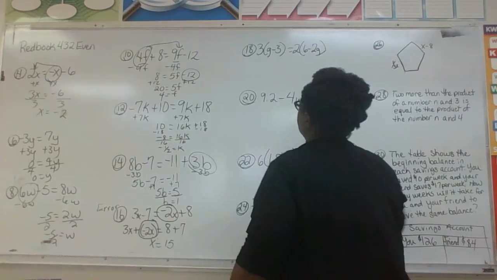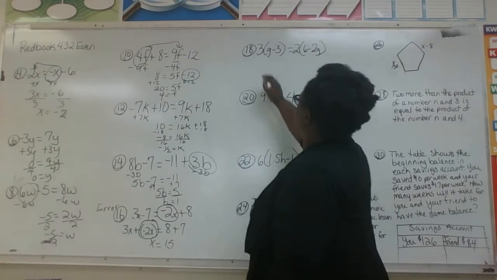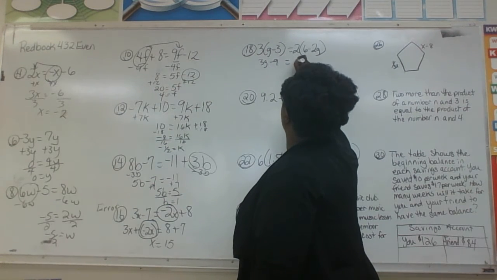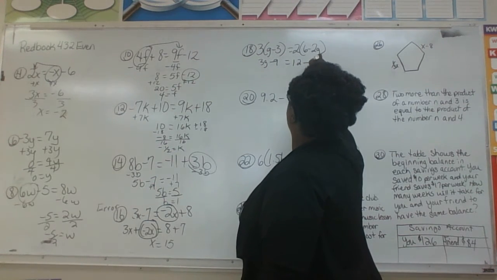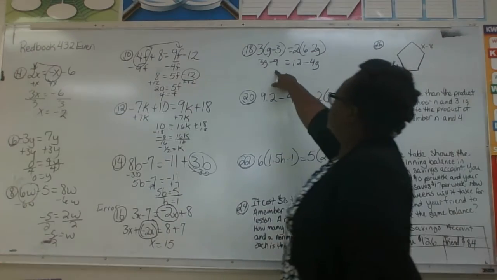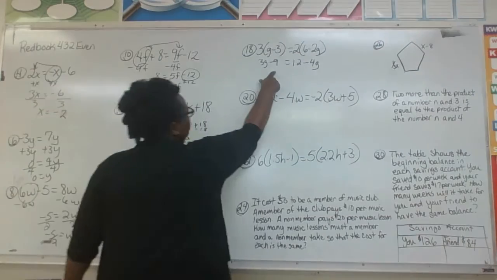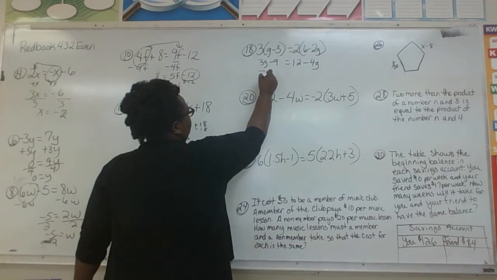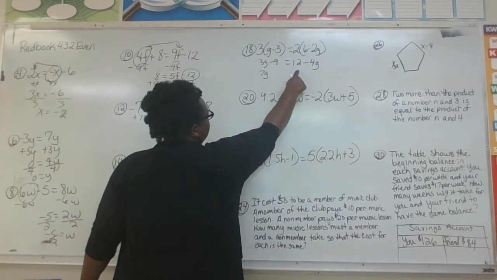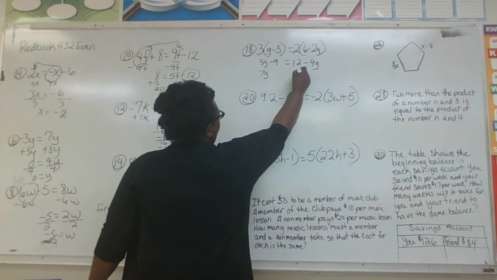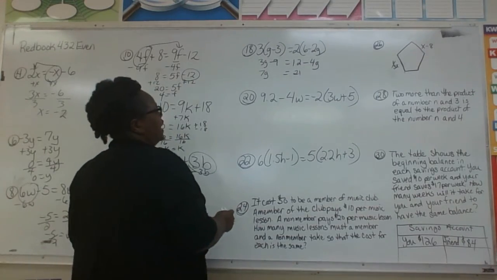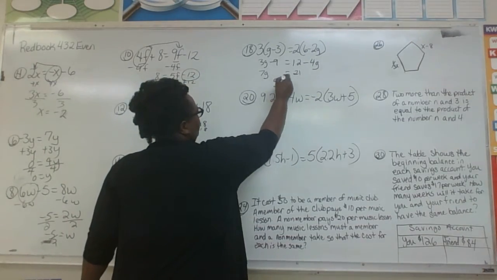Here we have a distributive property, so that here we have 3g minus 9 is equal to 12 minus 4g. Okay, we're going to move the 4g to this side, making it positive. Okay, that gives us a 7g. We're going to move the negative 9 to this side, making it positive over here. So that's going to give us 21. Okay, so 7g is equal to 21. We're going to divide both sides by 7, and g is going to be equal to 3.